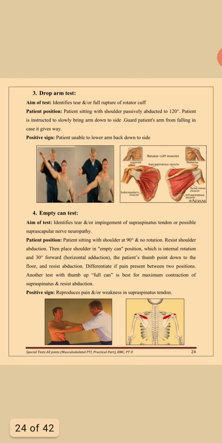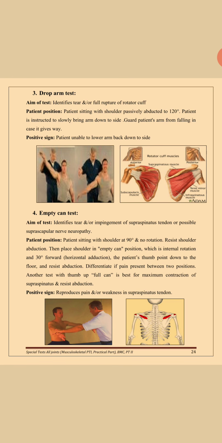Drop arm test. Aim of test: identifies tear or full rupture of rotator cuff. Patient position: patient sitting with shoulder passively abducted to 120 degrees. Patient is instructed to slowly bring arm down to side. Guard patient's arm from falling in case it gives way. Positive sign: patient unable to lower arm back down to side.